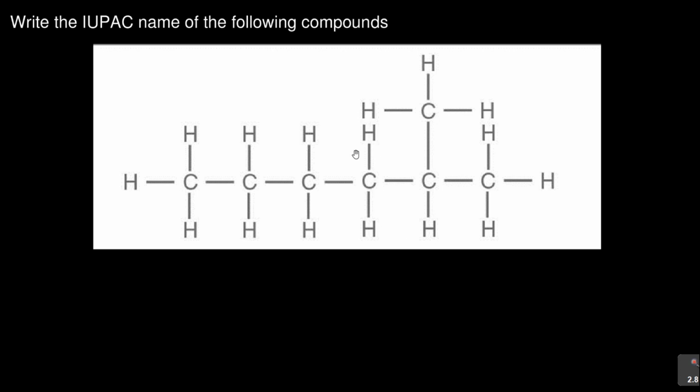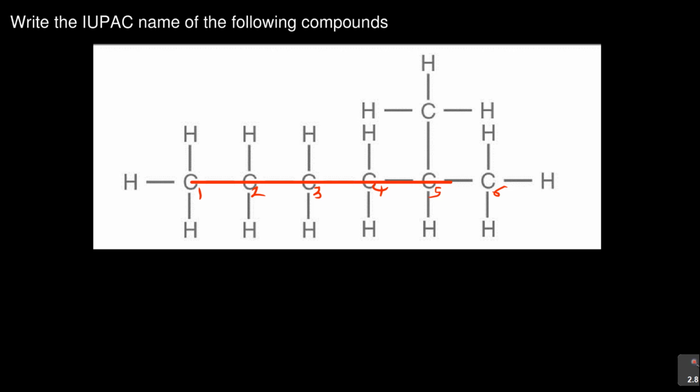Let's start with this one. What do you have to do first? Convert this into a condensed structural formula, try to name it, and then check my own naming. So I'm going to convert this into a structural formula. The first one, you can see this is carbon number 1, carbon number 2, carbon number 3, carbon number 4, carbon number 5, and then carbon number 6. This becomes my straight chain.